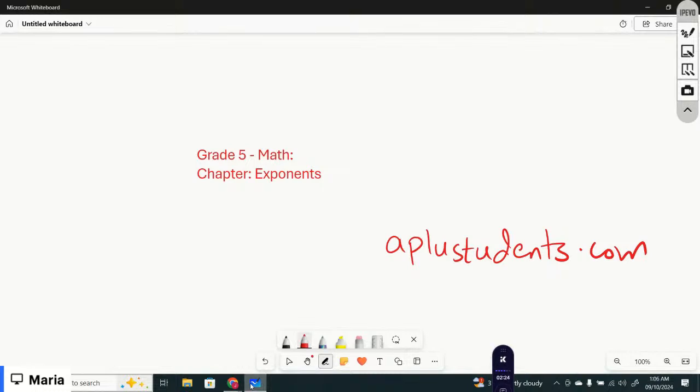You can find all the lessons on aplusstudents.com. You have to log in there using your email address, and the password is provided by the administrator. Then you have to select math from the subject tab. Scroll down to grade 5 math and then click on view all lessons. There you can find a list of the chapters. We're going to start with the chapter exponents.